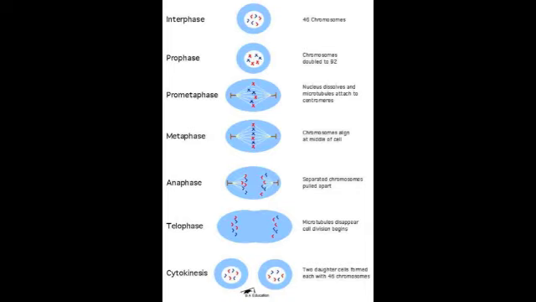Cytokinesis occurs after this when the cytoplasm is divided between two cells, either by a cleavage furrow found in animal cells or a cell plate found in plant cells. The final result of mitosis is two diploid cells that are genetically identical to the parent cell.